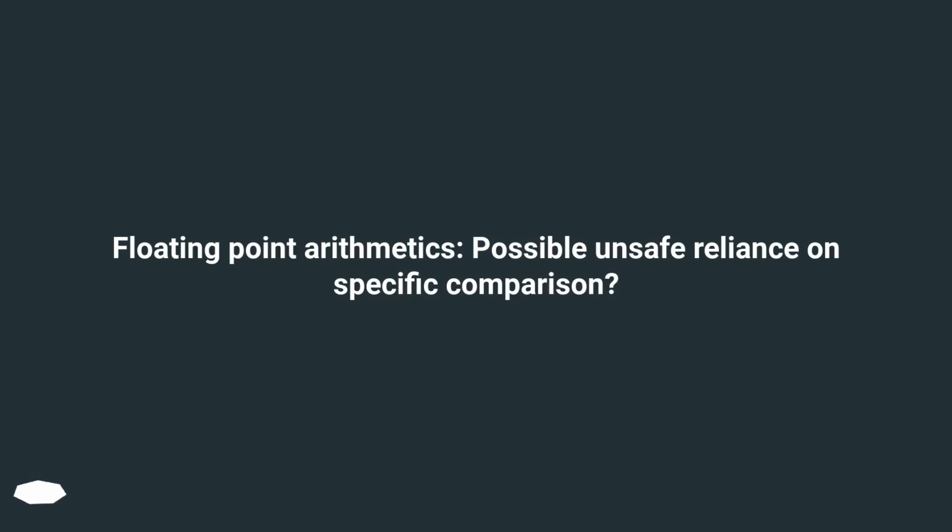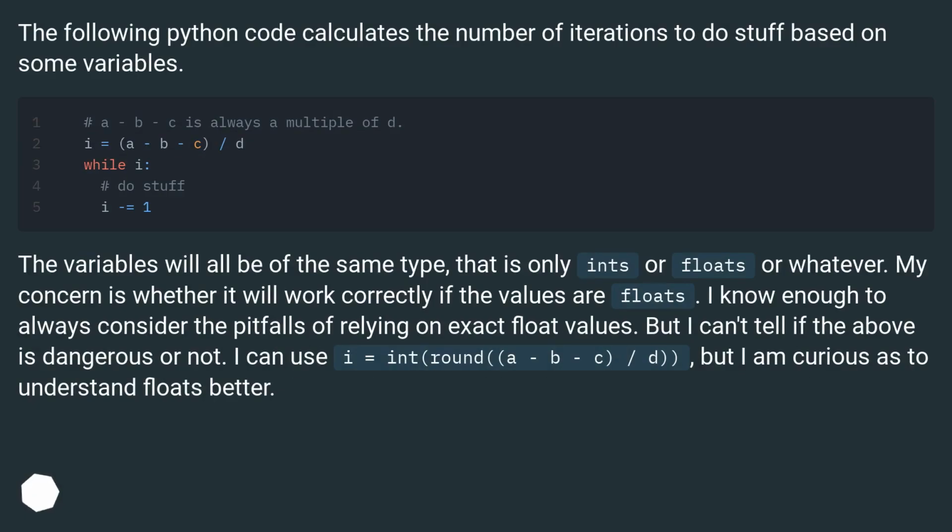Floating point arithmetic, possible unsafe reliance on specific comparison. The following Python code calculates the number of iterations to do stuff based on some variables. The variables will all be of the same type, that is only ints or floats or whatever. My concern is whether it will work correctly if the values are floats. I know enough to always consider the pitfalls of relying on exact float values, but I can't tell if the above is dangerous or not.